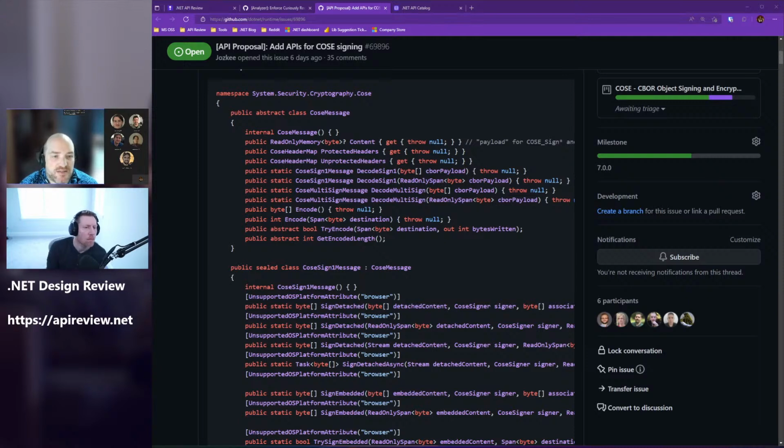So COSE, C-O-S-E, stands for CBOR, which is itself an acronym, Object Signing and Encryption. We've decided to .NETify it, or take the .NET rules for abbreviations. So we kept the C capital and lowercase to everything else, even though COSE is a weird word. It's just like HTML. So COSE message is the base class.